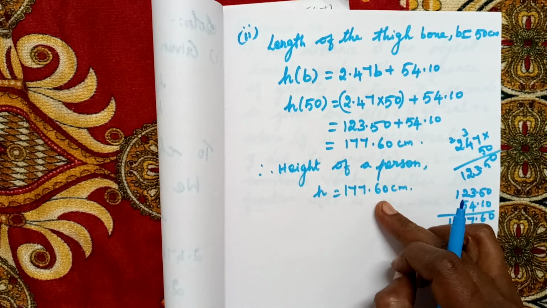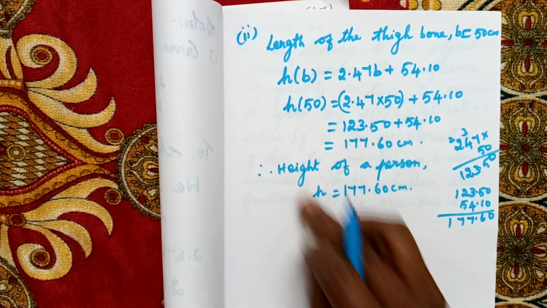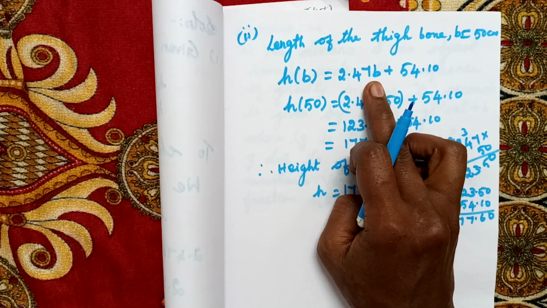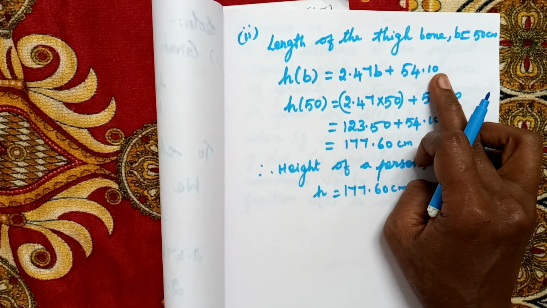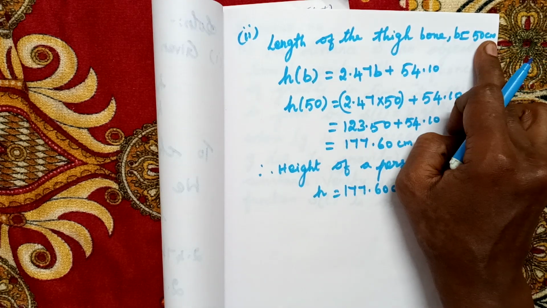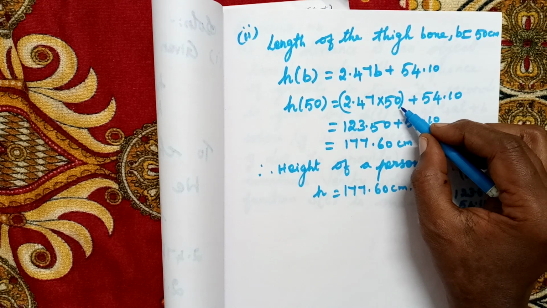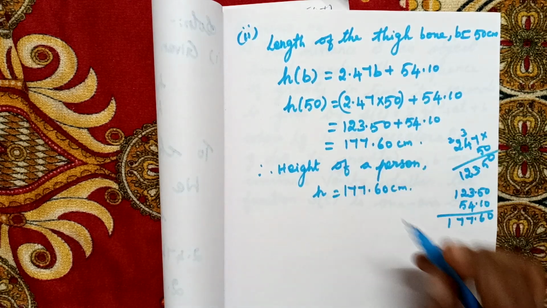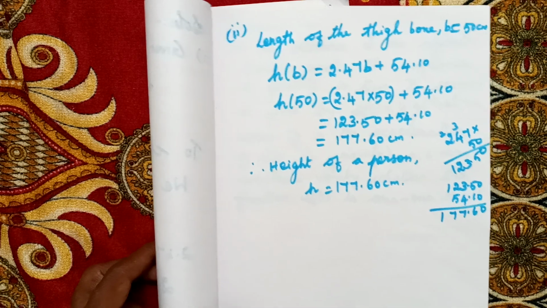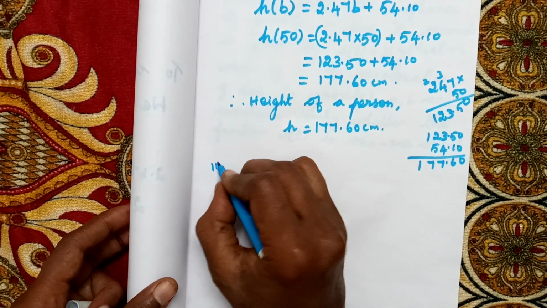Length of the thigh bone b is given. We have to find the height of a person. The function is h of b is equal to 2.47b plus 54.10. Here the length of the thigh bone b is equal to 50, so in place of b we have to substitute 50. Therefore, height of a person h is equal to 177.60 centimeter.